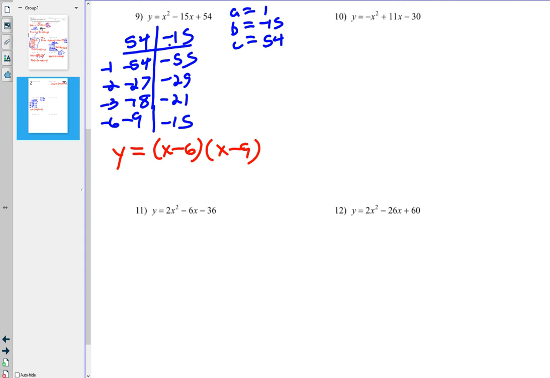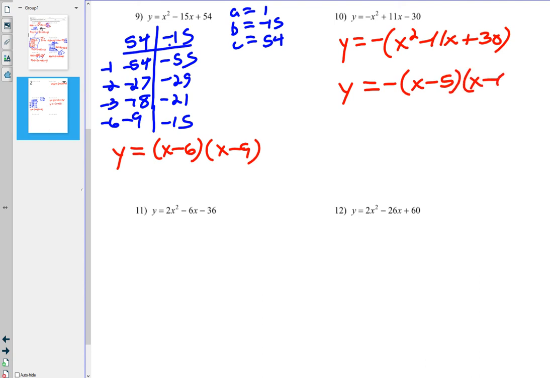I'm facing down. But if I want to write this in intercept form, which is like factor form, I have to factor out the negative 1, making this x squared negative 11x and then positive 30. Brian, can you think of two numbers that multiply to give you positive 30 and add up to negative 11? Yeah. Whoa, Mr. Romero, I wrote x minus 6 and then I wrote x minus 5.